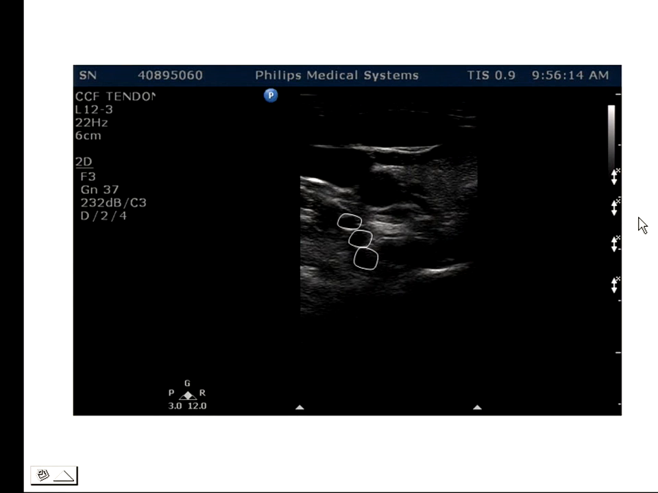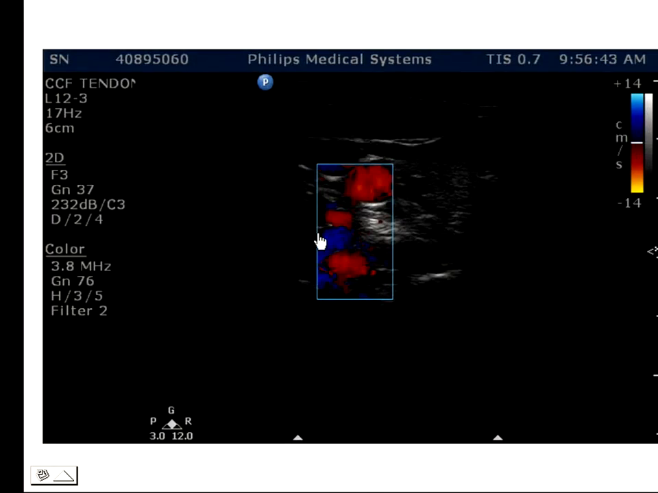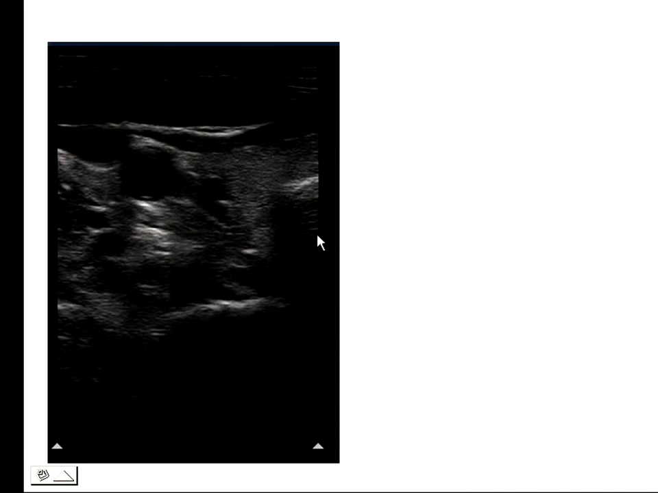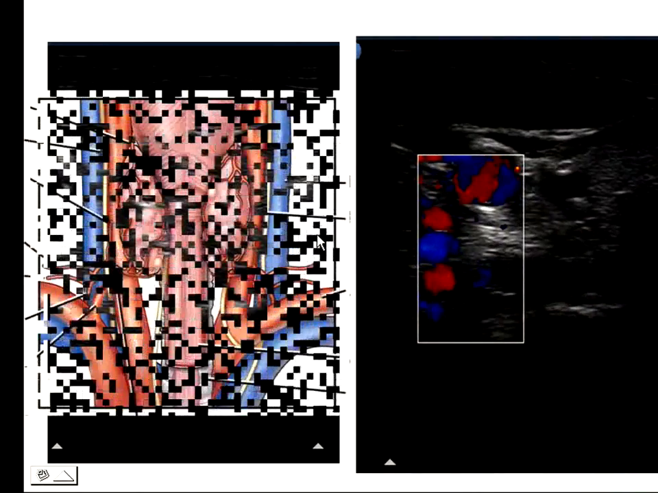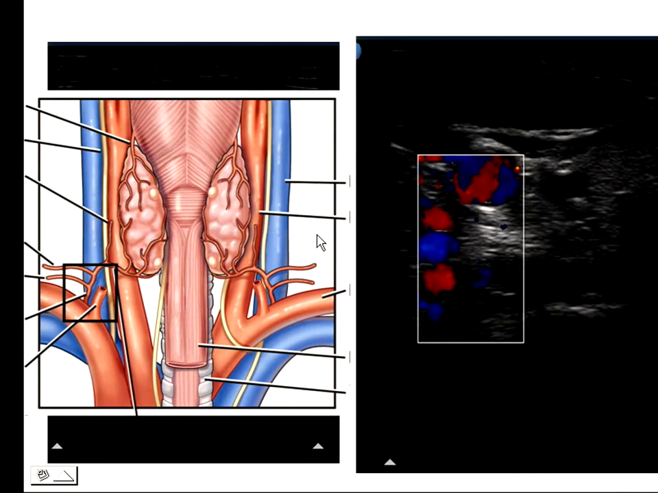Whenever you have any rounded black structure, don't take it for granted that these are nerves, the brachial plexus, because usually they are not. You have to add color Doppler. You can see that these are actually vessels, and these are just a cross-section here. Some vessels, I don't want to name them, I don't care. They are vessels, I want to avoid them.